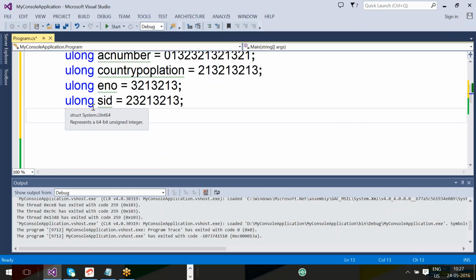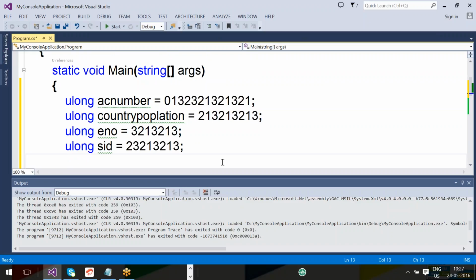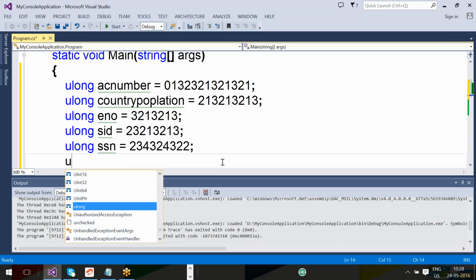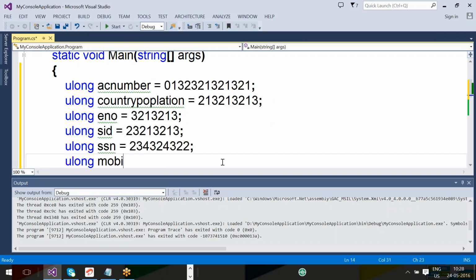Any more? Come on, tell me. Marks. Marks don't require it. Marks may generally contain floating values, so we will not consider them under integral numerical types. Next, SSN, social security number, excellent. Next, mobile number. Now we tried with uint, my number I tried and it's not fitting. You see now.